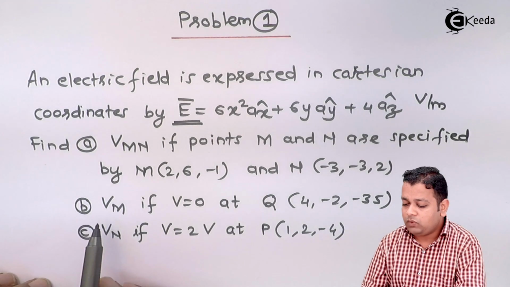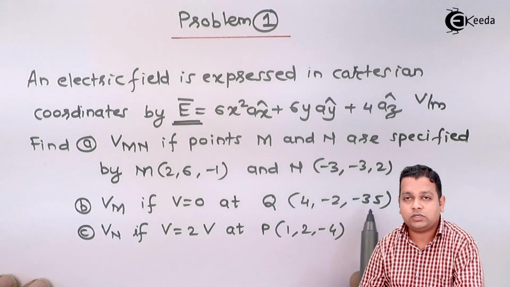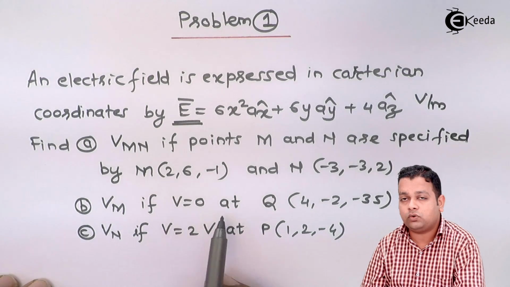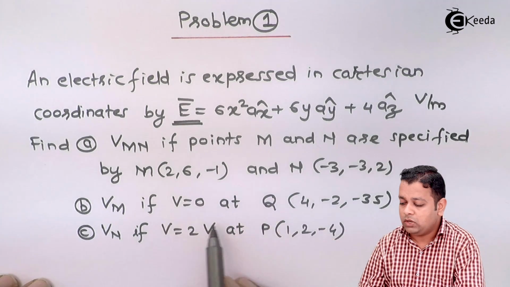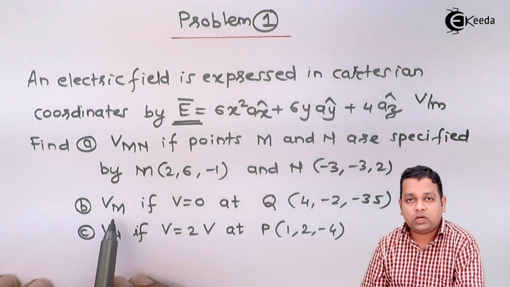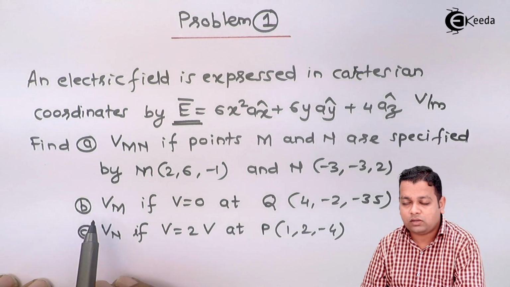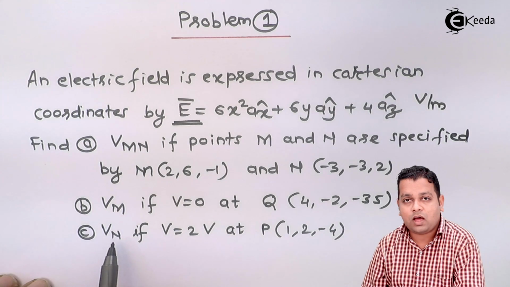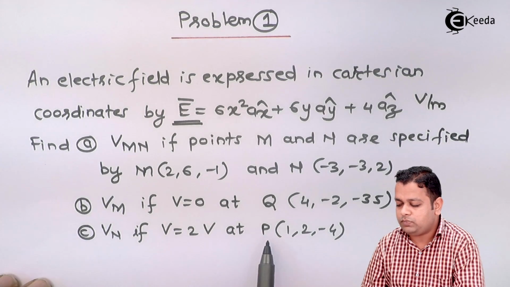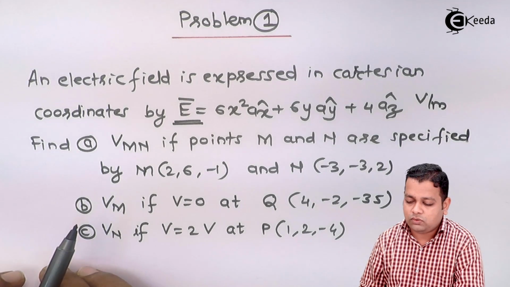Now in the second part, we are asked to find Vm if V is equal to 0 at Q. So Q has coordinates (4, -2, 35). At this point Q, V, that is voltage, or you can say potential, is equal to 0. So it means it is a zero reference. With respect to this zero reference, what is the potential at point M? So it means it is the absolute potential at point M we are asked to calculate. And in part C, we are asked to calculate the absolute potential at point N if potential at point P is 2 volts.